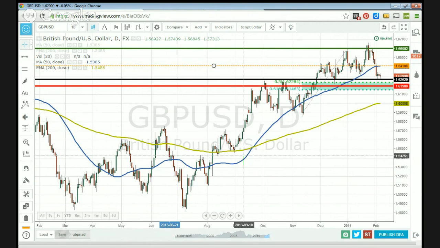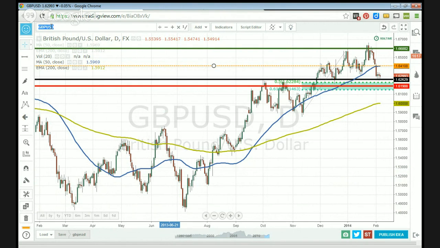I like the price action going on so far, but we'll see. Not moving my stop to break even just yet, so my risk is still exposed on this one as well. My risk is still exposed on both pound trades.